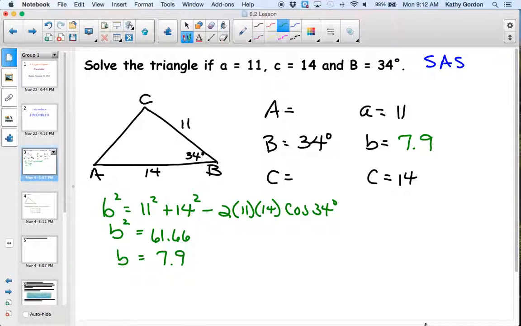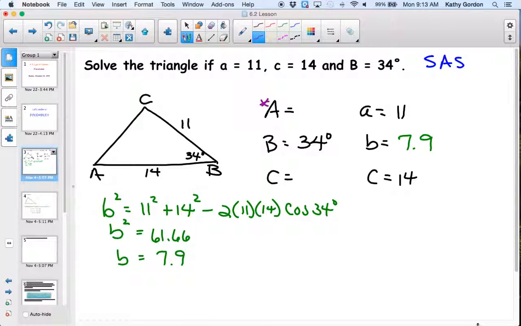Okay, so that gets us side B. What do you want to find next? Big A. Angle A, all right. How are we going to find angle A? Use H. Yeah, now we can go back to law of sines, because now we have a side and an angle that are opposite of each other.